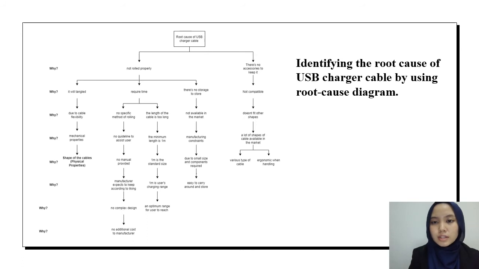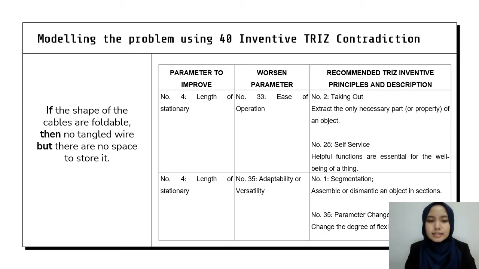This is the first step of the TRIZ method. First is identifying the root cause of the USB cable charger by using a root cause diagram. The finding of the root cause diagram is the shape of the cable, which is a physical property. The next step is modeling the problem using the 40 inventive TRIZ contradiction.